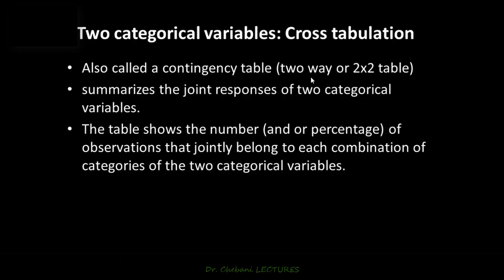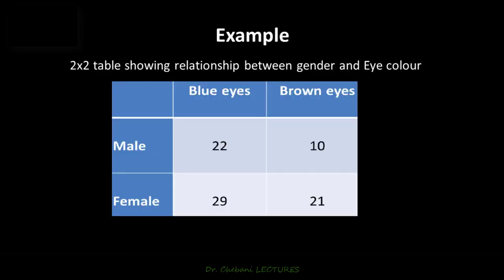Cross tabulation, like I said before, is also called a contingency table. You can also call it a two-way table or a 2x2 table. It basically summarizes the joint responses of two categorical variables. Okay, so the table shows the number or percentages of observations that jointly belong to each combination of categories of the two variables that you are looking at. So let's look at an example.